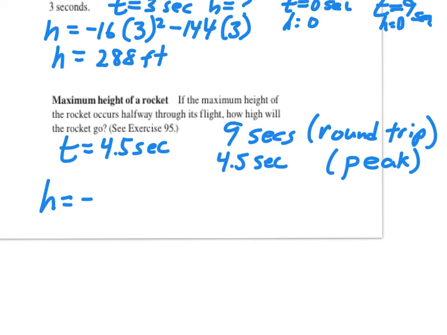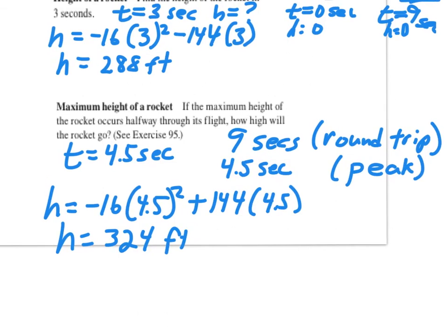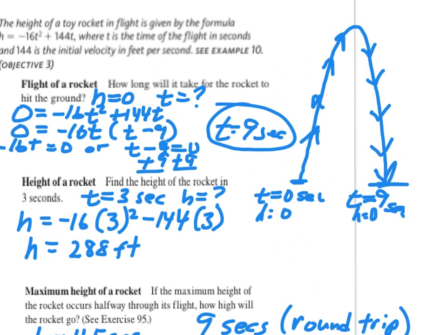So we want to find out when t equals 4.5 seconds, what will be the height. So h equals negative 16 times 4.5 squared, and then plus 144 times 4.5, and we can just use our calculators to get that. And that gets us 324 feet. So that's when it's at its absolute peak. That would be right here. It's at 324 feet.